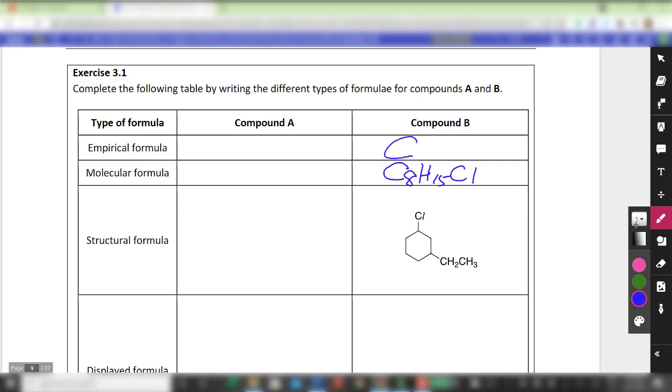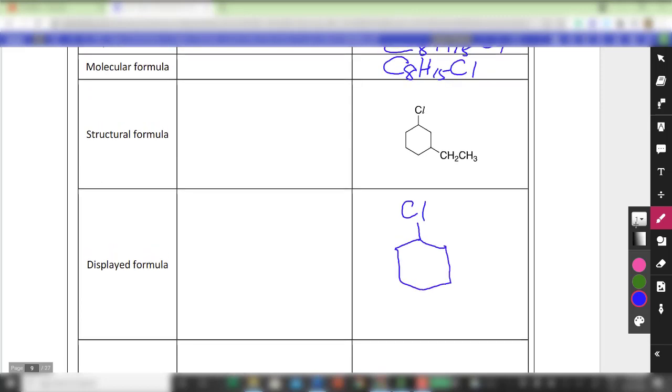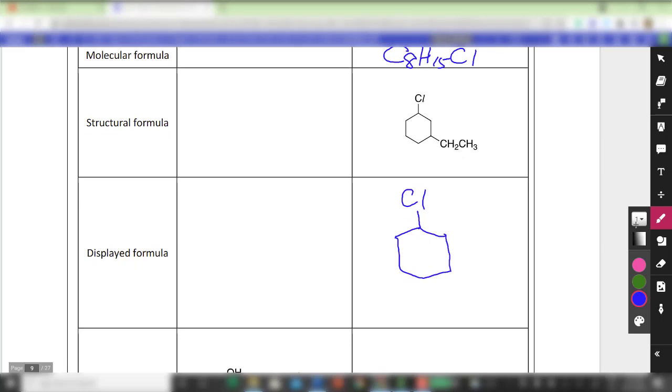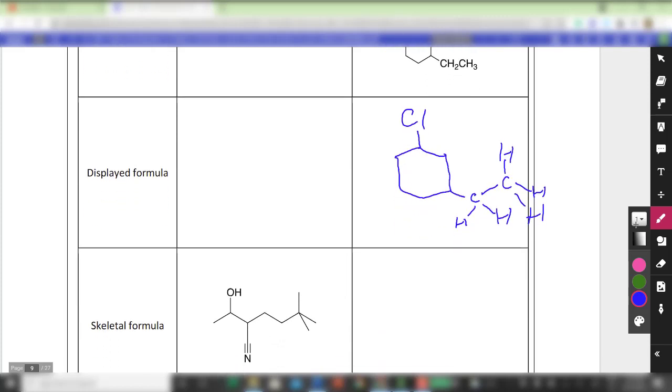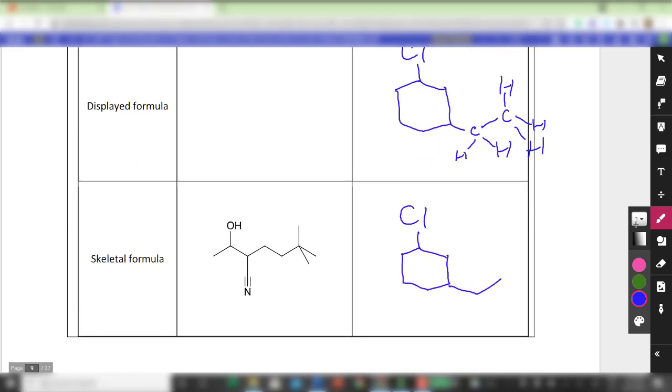Okay, so the empirical formula is the same because there's only 1 Cl. Okay, displayed formula, you don't have to draw out the displayed formula for your ring. Because in your learning objective it's written that for ring you can just keep it as ring. Okay, but for the rest you can draw them out nicely. So CH2, C, H, H, and H. Yeah, something like that. Okay, and then of course the skeletal formula will need no introduction, just like this. Okay, sorry, I need to connect them properly. Yeah, like this.